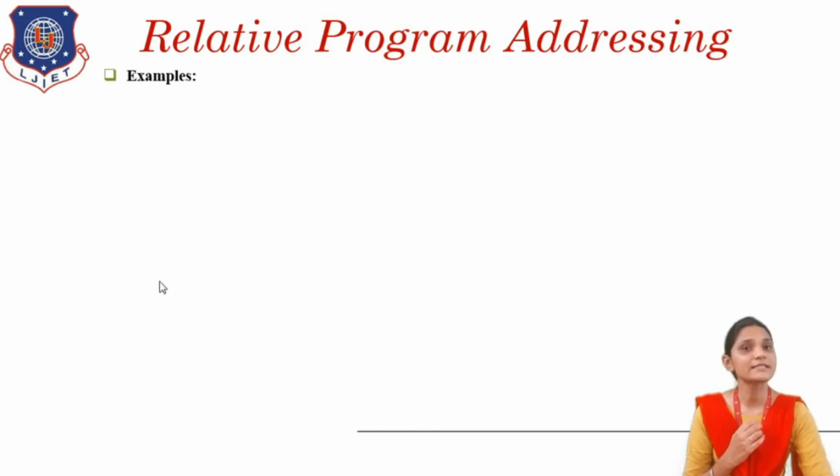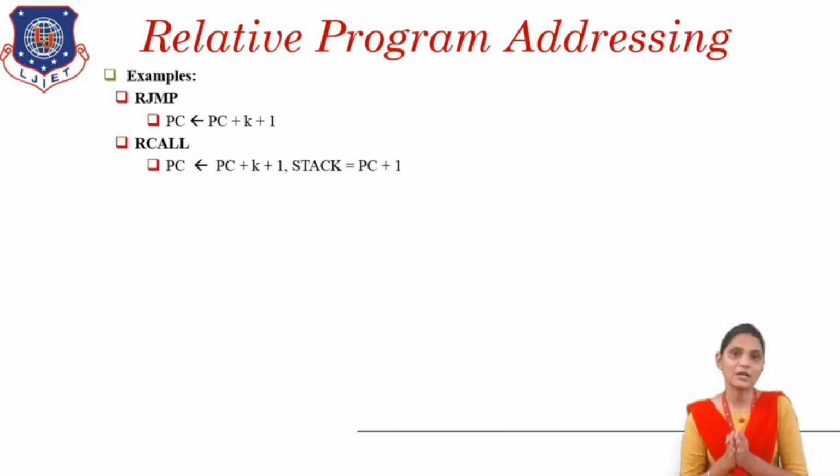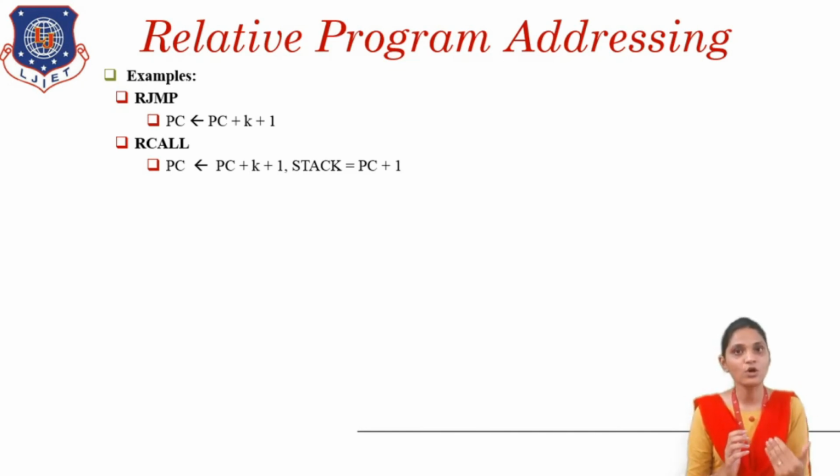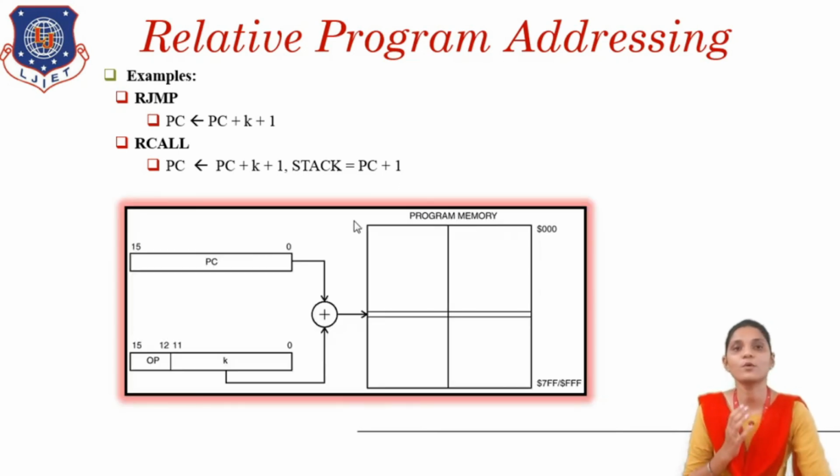Next addressing mode is the relative program addressing mode. In this we have instructions like RJMP and RCALL. In IJMP and ICALL, we have the value of program counter from the Z register. But in this case, we will have the value of program counter from some constant value, that is the K value. Okay, in RJMP, we will change the program counter to program counter plus K plus 1. And in RCALL, we will change by the same value. PC is going to be relocated as PC plus K plus 1. But in RCALL, we are also going to store the program counter to the top of the stack.